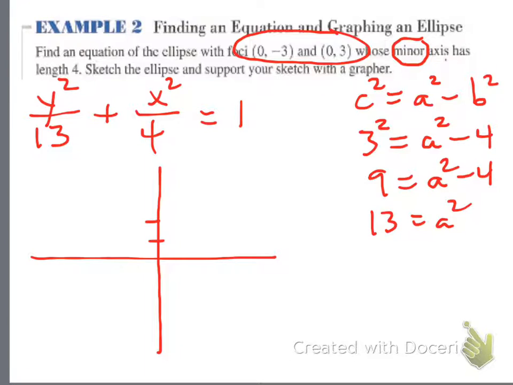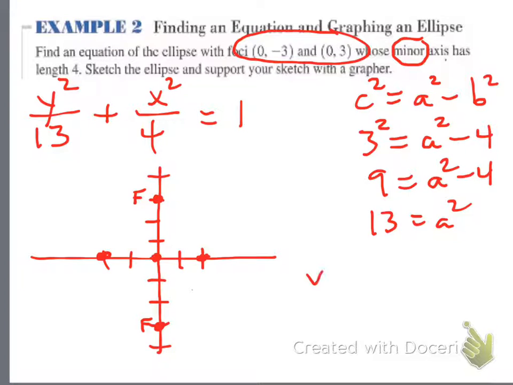Now, if I were to graph this, watch. My foci are right here, and I'm going to label them with an F for focus. My major axis is the y-axis. It says the minor axis has length 4. Remember, the center point is 0, 0. So if the minor axis is 4, that means we're right there, from -2 to 2, which is 4.